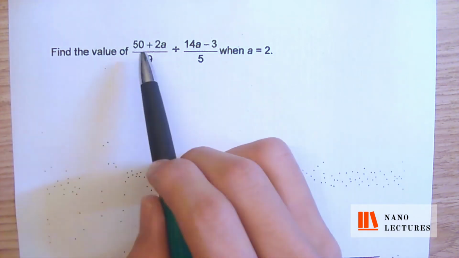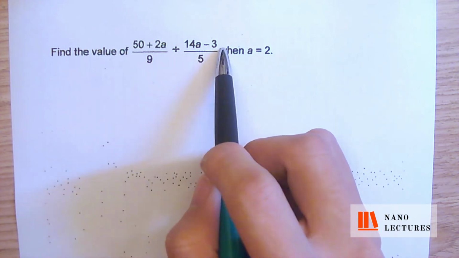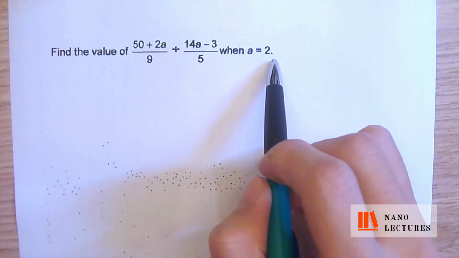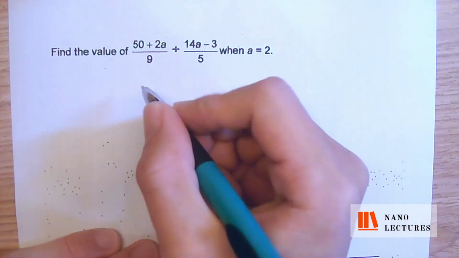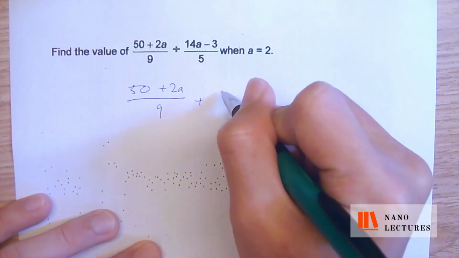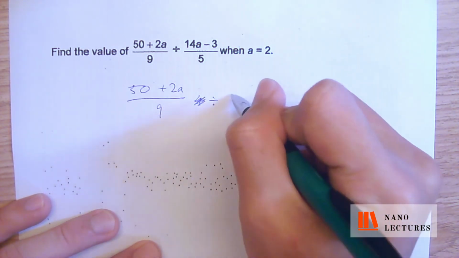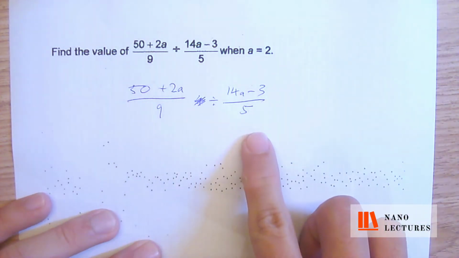Find the value of 50 plus 2a over 9, divided by 14a minus 3 over 5, when a equals 2. To do this question, copy down the original first, okay? 50 plus 2a over 9, divide by 14a minus 3 over 5. Okay, copy down the original.